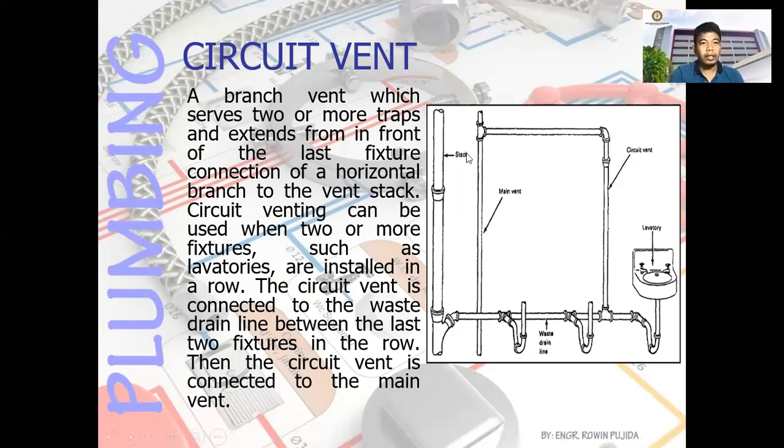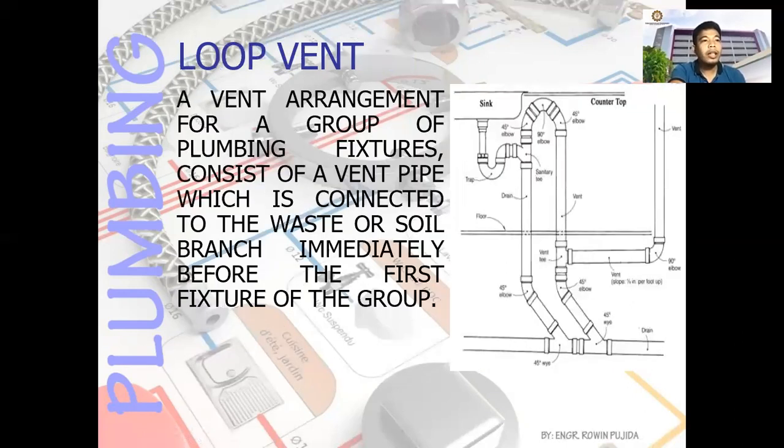Circuit venting, so one pole circuit, is usually used if there are battery fixtures and maybe two or more fixtures in the area. Next, you have loop vent. It is a vent arrangement for a group of plumbing fixtures, consisting of a vent pipe which is connected to the waste or soil branch immediately before the first fixture of the group.